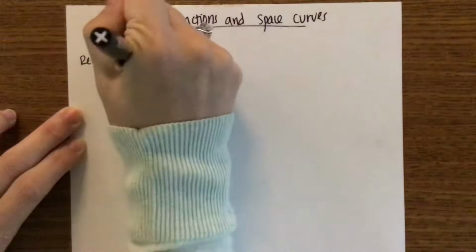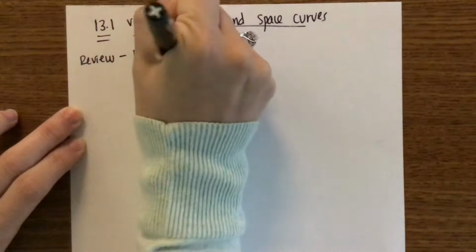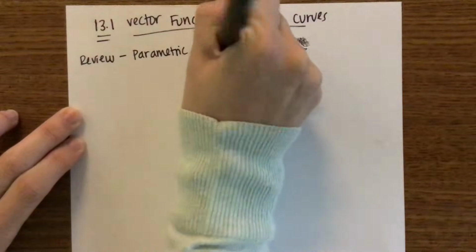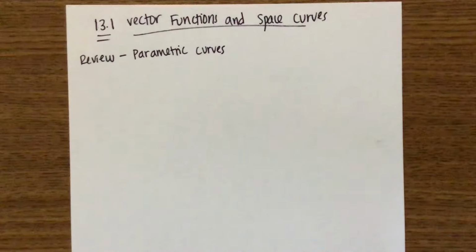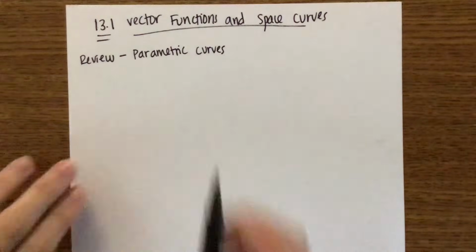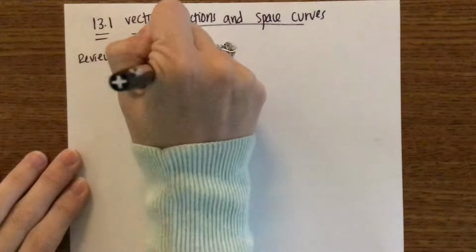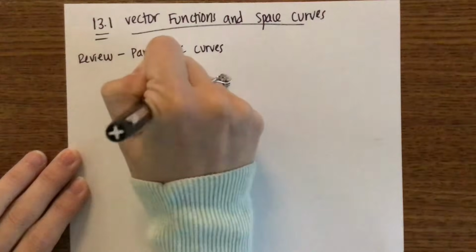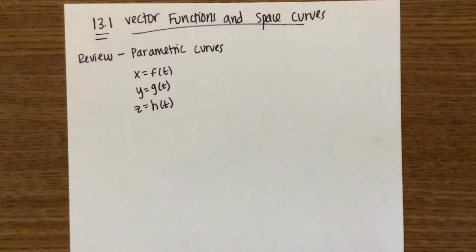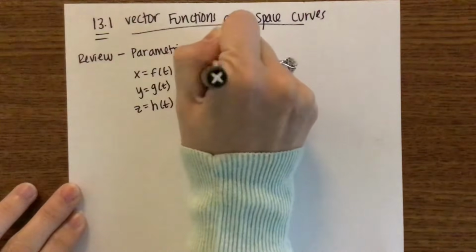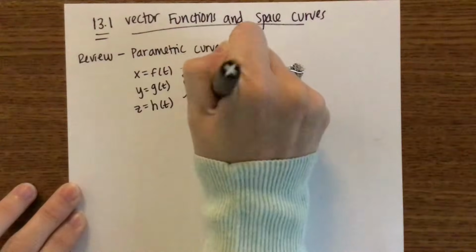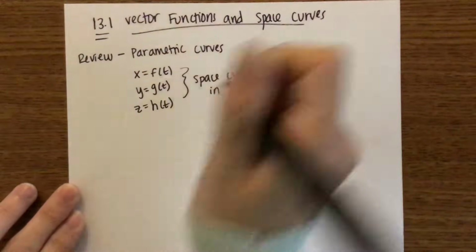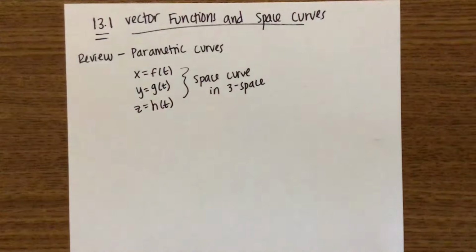First thing I want to review, and this is something we talked about last chapter, is parametric curves. So last chapter we looked at parametric curves, specifically lines. In 3 space and 2 space, parametric curves are going to look like this. X is going to be some function of t, y is going to be some function of t, and z is going to be some function of t. These are going to represent a space curve in 3 space. And of course, you could do the same thing in 2 space, but we're going to be looking at 3 space.